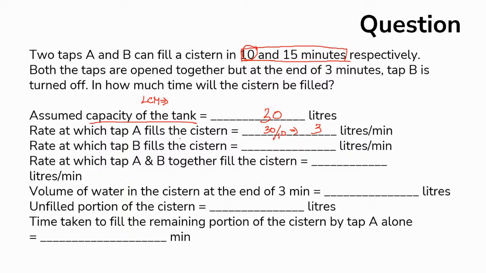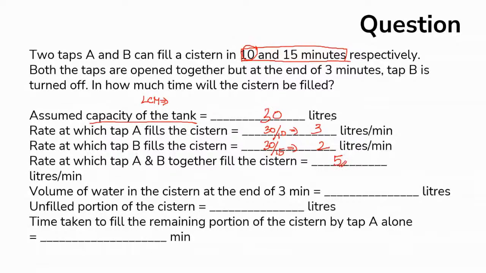And tap B fills the crescent in 15 minutes, so it is 30 liters divided by 15. The rate of filling the tank is 2 liters per minute. If both the pipes are kept open, the rate at which A and B together fill the crescent is 3 liters plus 2 liters, so it is 5 liters per minute.